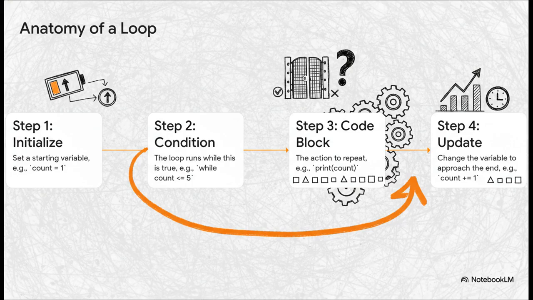And fourth, and please do not forget this one, you have the update. That count plus equals 1 is what prevents disaster. It's how the loop makes progress towards eventually stopping.